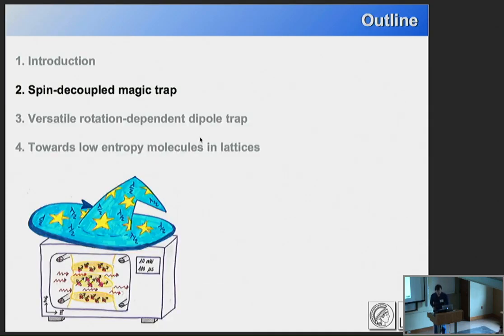And I will introduce to you the spin-decoupled magic trap. This cartoon is made by our student Frog. It's just magic, whatever.